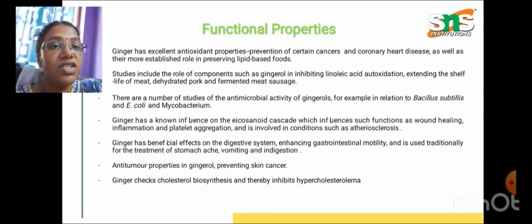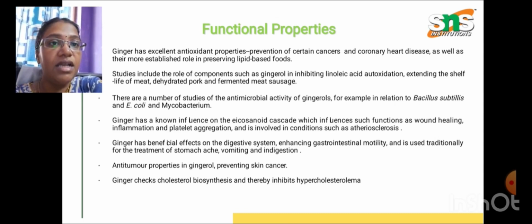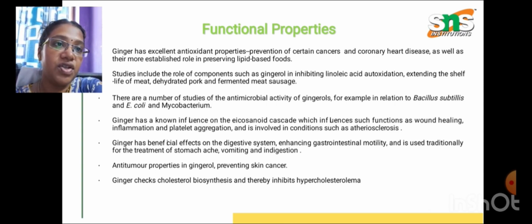So some of the functional properties of ginger. As we all know, ginger has many medicinal properties that are beneficial for health. It has excellent antioxidant properties that are useful in the prevention of certain cancers and coronary heart disease, as well as a more established role in preserving some lipid based foods. Studies also include the role of components such as gingerol in inhibiting linolenic acid autooxidation to extend the shelf life of meat, dehydrated pork, and fermented meat sausage.